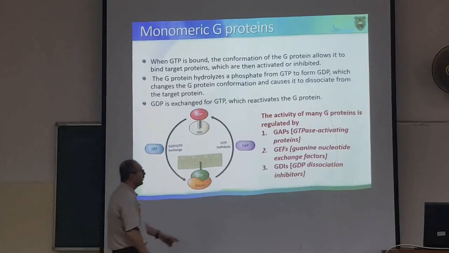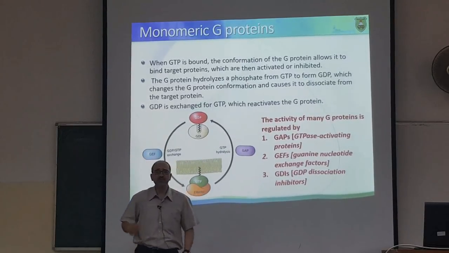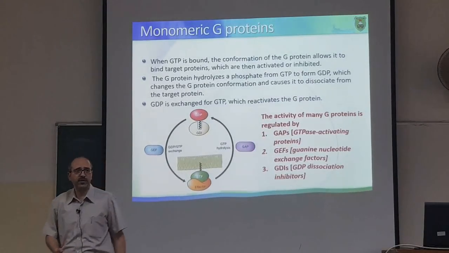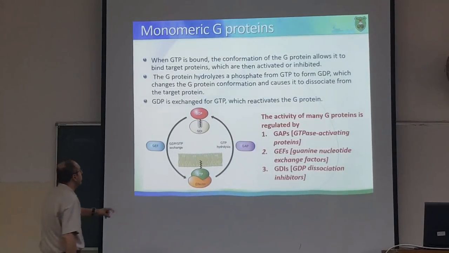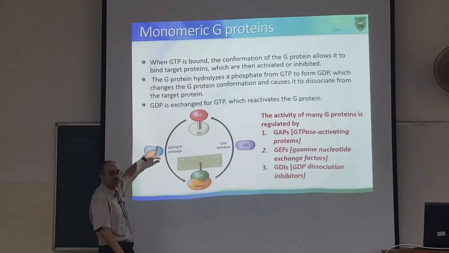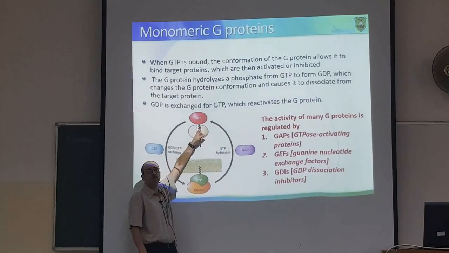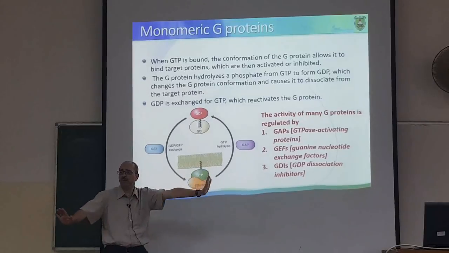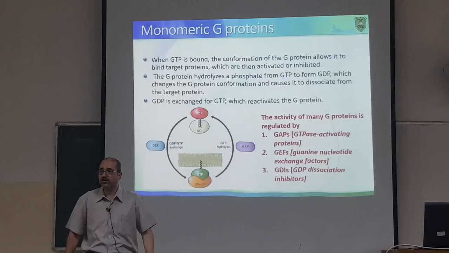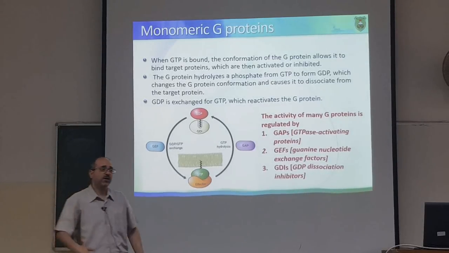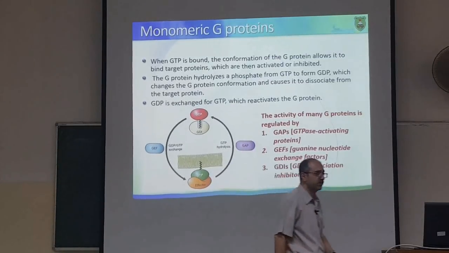There are also GDIs, GDP dissociation inhibitors. They inhibit the dissociation, they function against the exchange factors, and they keep GDP bound to these proteins, so the protein is kept inactive. So, high-yield proteins: know the regulation of these proteins by these regulators.